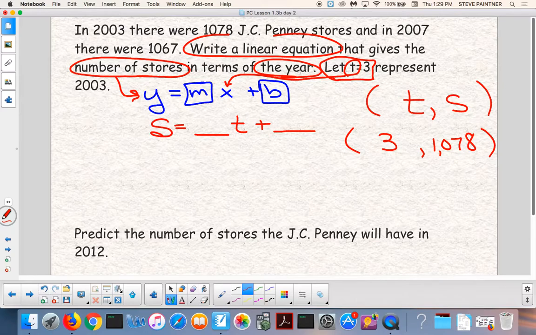Yeah. 2007 there were 1067. So that would be year 7, 1067. You know what this looks like? It looks like yesterday. I gave you 2 points. I said, write the equation. That was one of the things I did with you right at the end of the hour. Yep. It's the same problem.